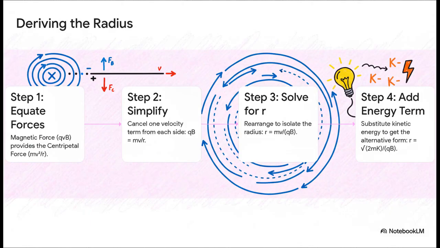So, where does this formula even come from? Well, it's all about a perfect balance of forces. In step 1, you see the magnetic force, qvB, is the only thing pulling the particle sideways. So that force has to be the centripetal force, mv²/r, that keeps it moving in a circle. You just set them equal, and the rest is pretty much just algebra. Step 2, cancel a v from both sides. And then step 3, just shuffle things around to solve for the radius r.